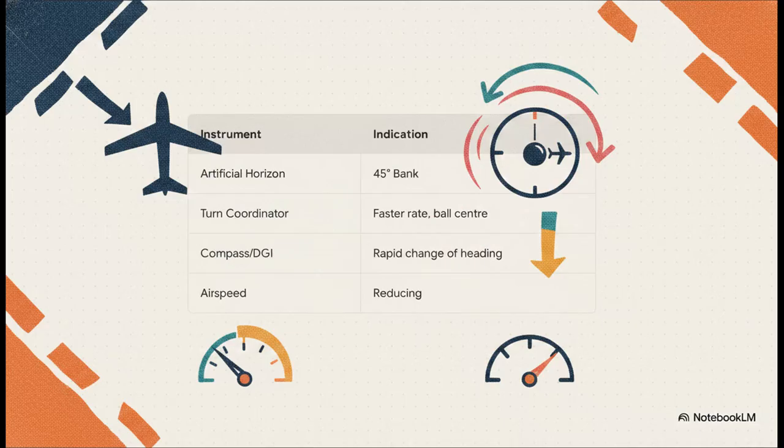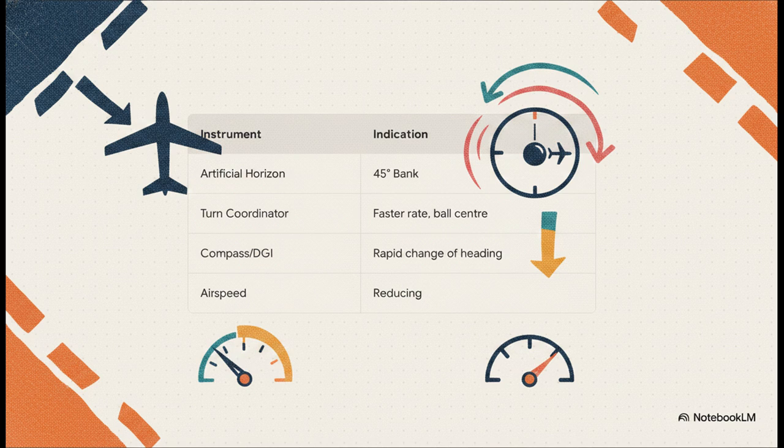Now, what's really fascinating here is how you translate that wild physical sensation of the turn into the hard data right in front of you on the dashboard. When you're being squished into your seat during a right turn, you need to quickly glance inside and verify what the instruments are screaming at you. Your artificial horizon's bank pointer? It should be locked in at exactly a 45-degree bank.